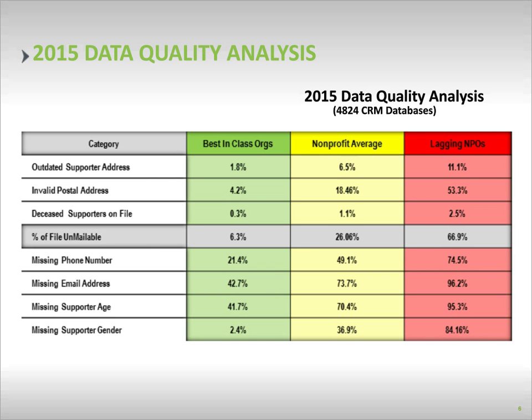We're going to dive into this a little bit more, but the key metric I wanted to point out here is that gray bar in the middle. Looking at best-in-class organizations, they're averaging about 6.3% of their database as being unmailable. So only 6.3% of their database has a wrong or an invalid address or is an unmarked deceased record. When you look at the average nonprofit, we talked about this stat, it's 26.06%. And then when you look at the bottom 25%, this number is really scary. It's almost 67%, or 2/3 of their database is just unusable.